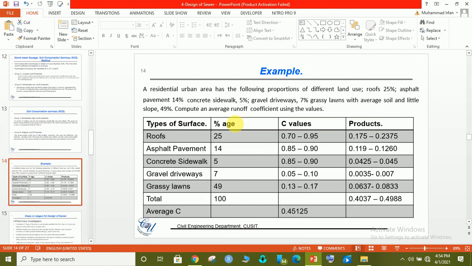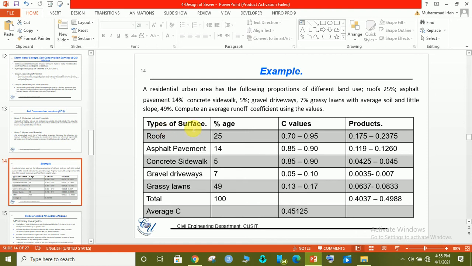Now the example is a residential urban area that has the following properties of different land use: roof 25%, asphalt pavement 14%, concrete sidewalk 5%, gravel driveways 7%, grassy lawns, average soil and a lateral slope 49%. Compute an average runoff coefficient using the values. So I just create a table from it.